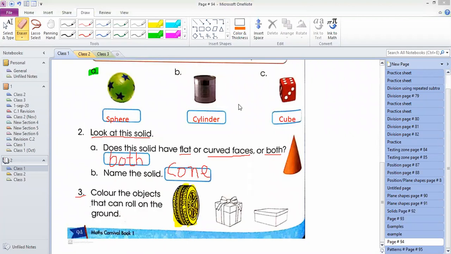Umar Nizar is saying something. Yes, Umar Nizar. Sir, cone has two faces and circle has one face. Not circle, you will say sphere. We're discussing about the solids, okay? Circle is a 2D shape.